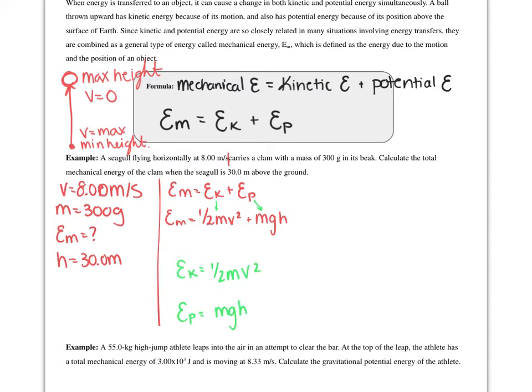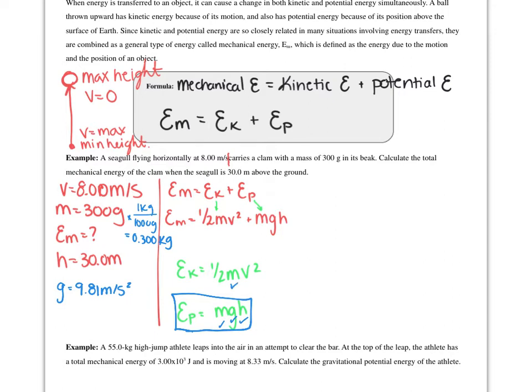Okay, going back to our information for EP, mass must be in kilograms, and we have a mass in grams currently. So to go from grams to kilograms, we need to divide by 1,000, because there are 1,000 grams in 1 kilogram. So that gives us 0.300 kilograms. So we have the correct units for mass. Gravity is always 9.81 meters per second squared. So we have that value, and we have the height above the ground. So we can calculate the potential energy of the clam.